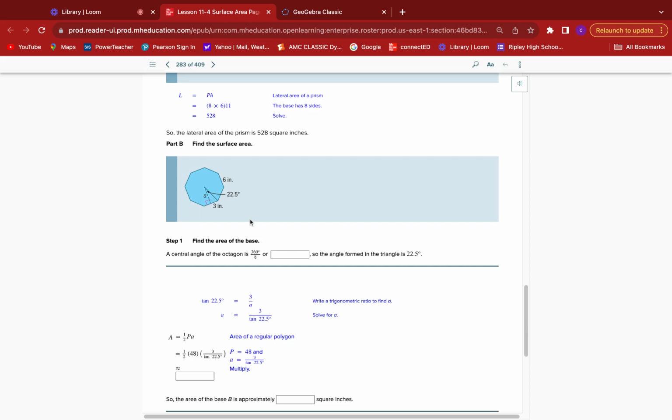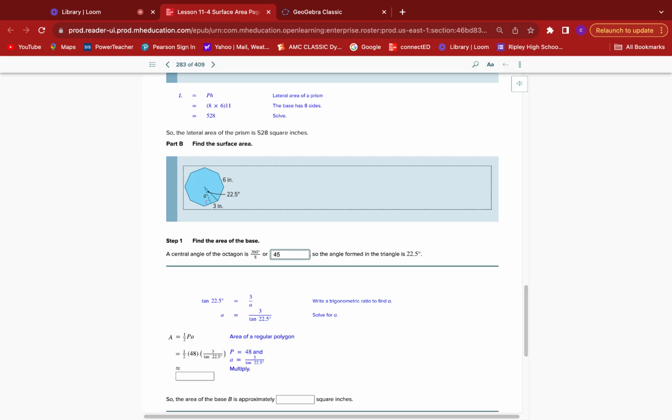360 divided by 8. That's going to be 45. So again, that's your central angle. And if you need to look back at my previous lesson on finding the area of polygons, please do that, because it goes into great detail on how to do this. Then you're going to divide by 2 to get the angle of the right triangle that you draw. So take 45 divided by 2, and you get 22.5 for this right triangle.